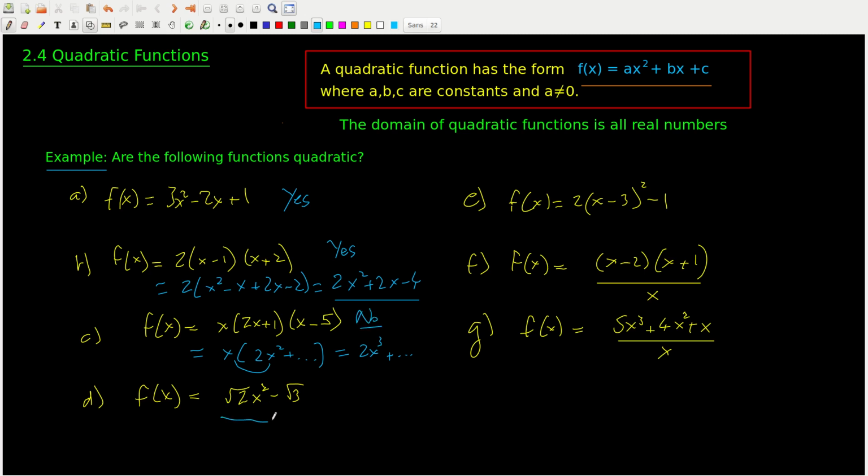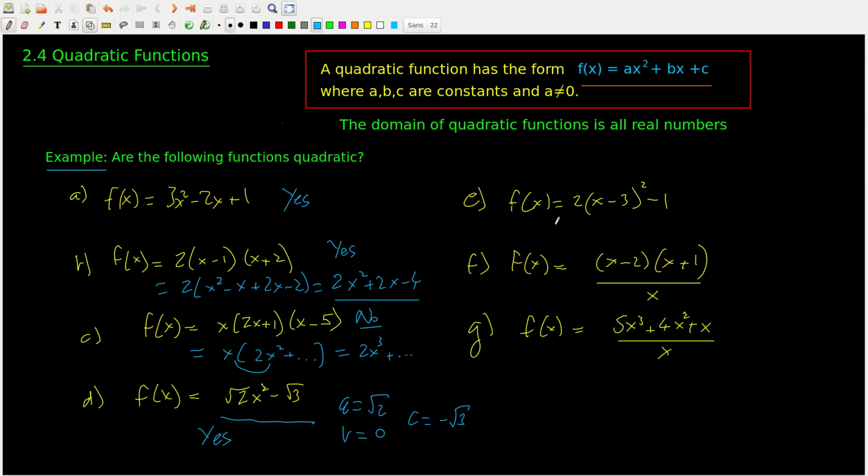Fourth one here, part D. Well, that is a quadratic. A is the square root of 2, b is 0, c is negative the square root of 3. Those numbers are clearly real numbers. There's no x term, so b is 0, and c is minus square root of 3. Those are all real numbers. So this fits the model of a quadratic. So this one, part D, definitely is.